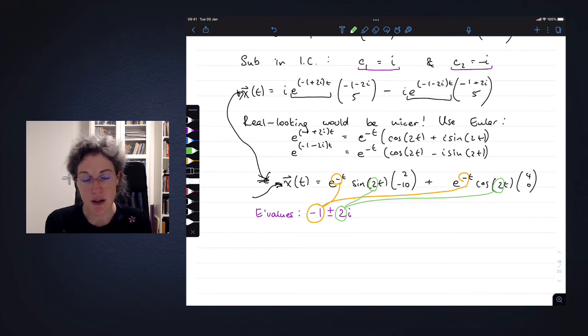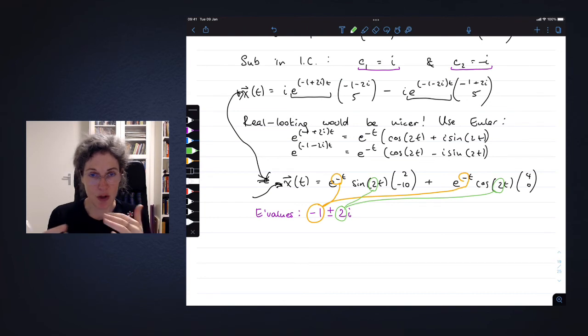And they are playing the same role that the roots of the characteristic equation played when we were looking at individual differential equations. So there are a lot of parallels between these.